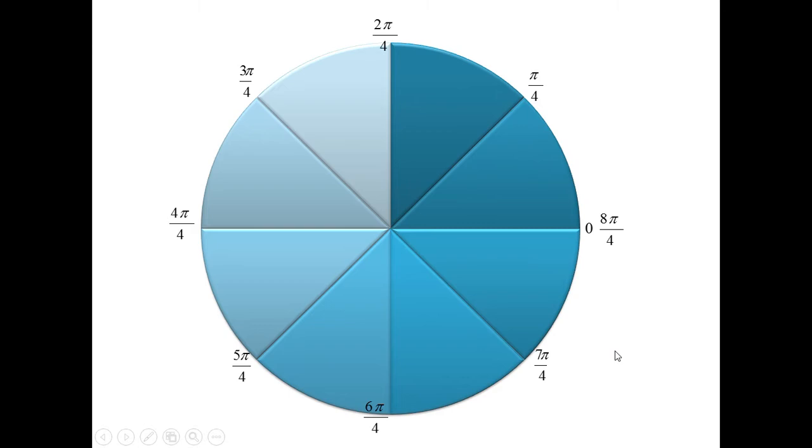But some of these aren't really in the pi over 4 family. So what we can do is we can simplify, and we have the pi over 2, pi, 3 pi over 2. Those are not the ones that we're interested in, but we're really interested in pi over 4, 3 pi over 4, 5 pi over 4, and 7 pi over 4.